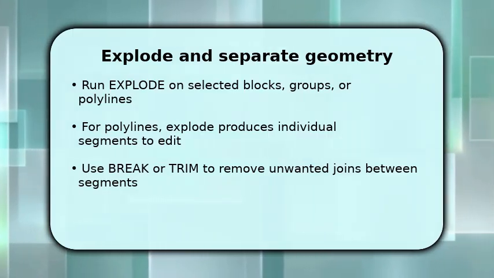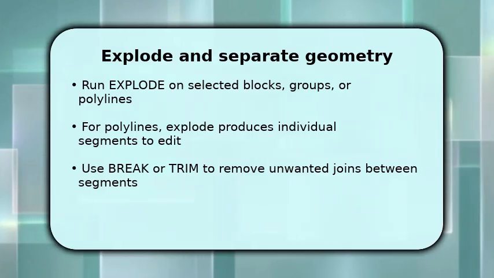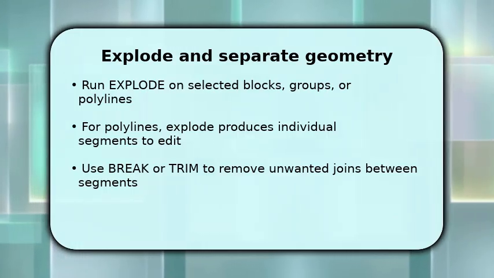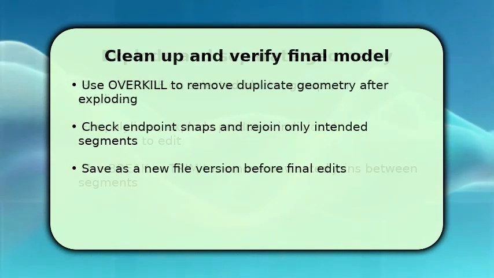Once separate, use break with 2 points or trim to remove the small overlap or shared vertex, and use join only where you want continuity. Make sure to run undo checkpoints if you need to test results and keep geometry clean. Finish by cleaning the geometry.